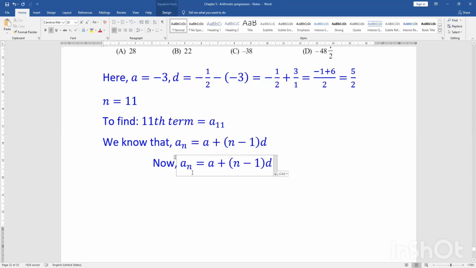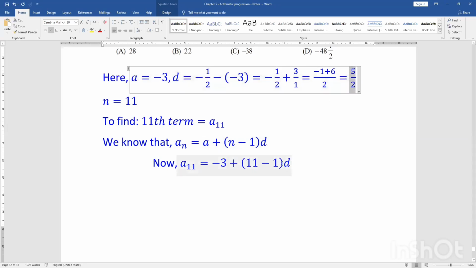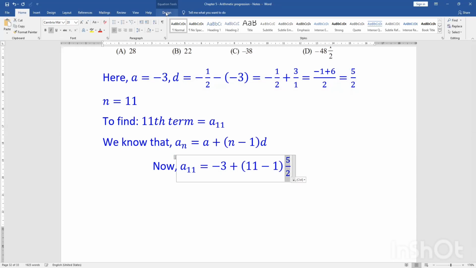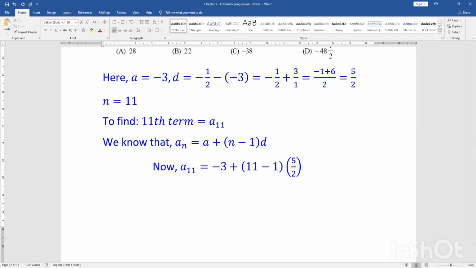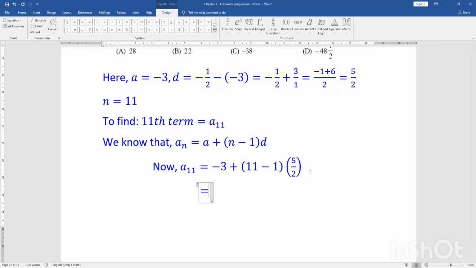So a11. Then what is the value of a? The a value is minus 3. And here it is 11 minus 1 into the d value. What is the d value? It is 5 by 2. Let's write 5 by 2. I'm going to put brackets for this also. In the next step, we have minus 3 plus, then 11 minus 1 is how much? 10 into 5 by 2.